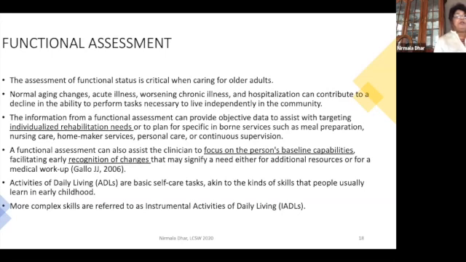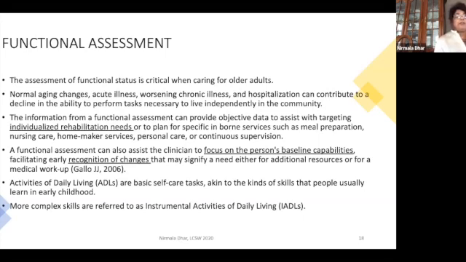The information from a functional assessment can provide objective data to assist with targeting individualized rehabilitation needs or to plan for specifics in services such as meal preparation, nursing care, homemaker services, personal care. So if you don't have a good functional assessment, how are you going to develop your plan?